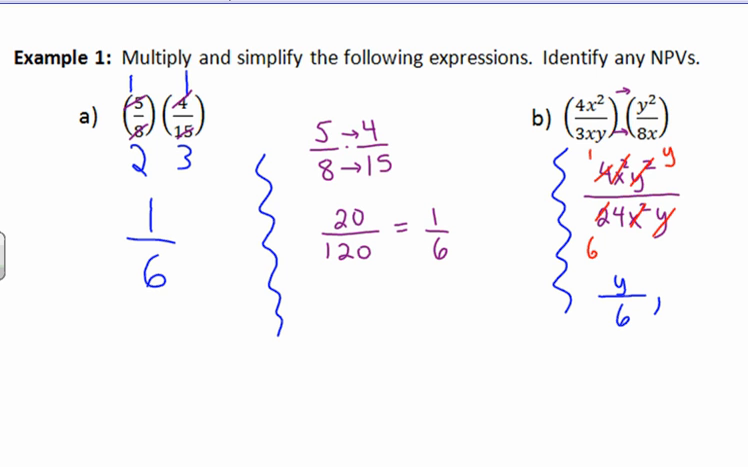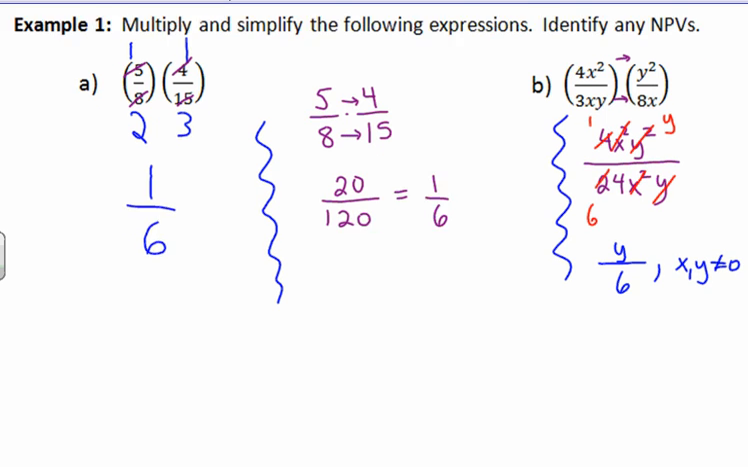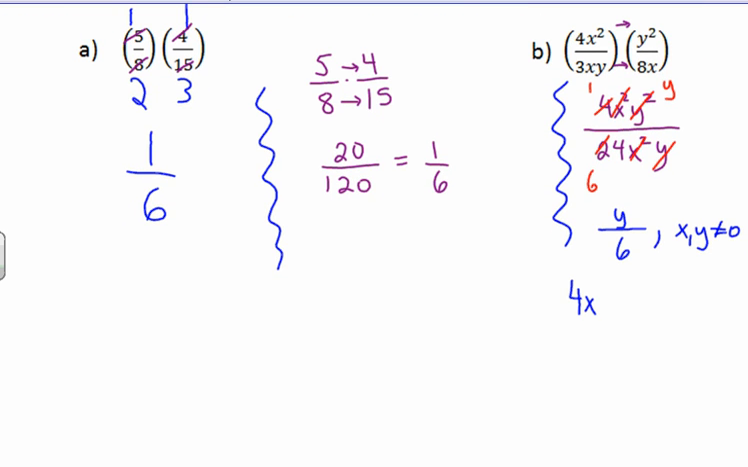Go back to the original. X and y both can't be 0. So far, so good? Now, a bunch of you probably simplified ahead of time, but you might find that easier.